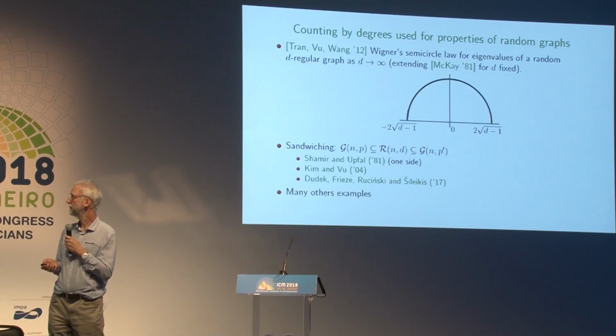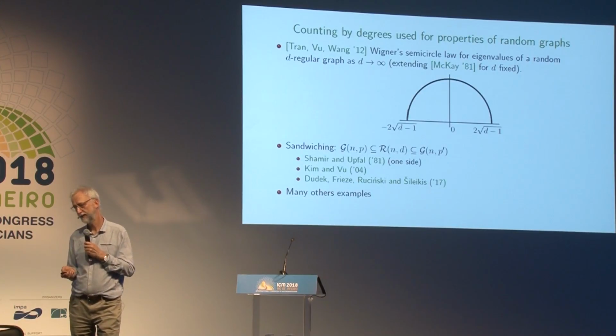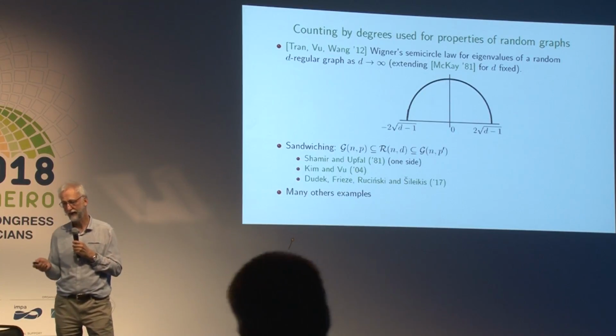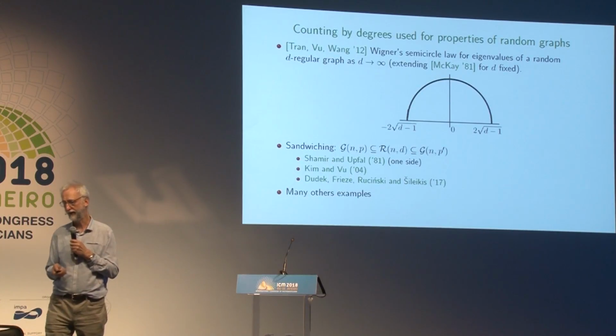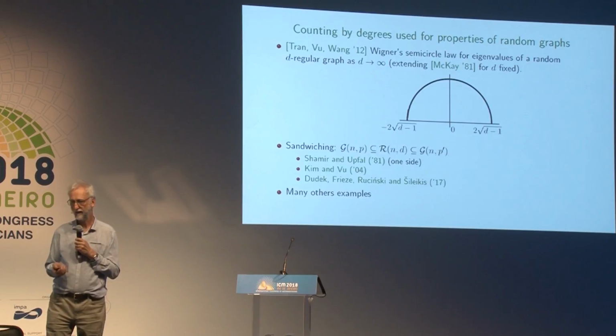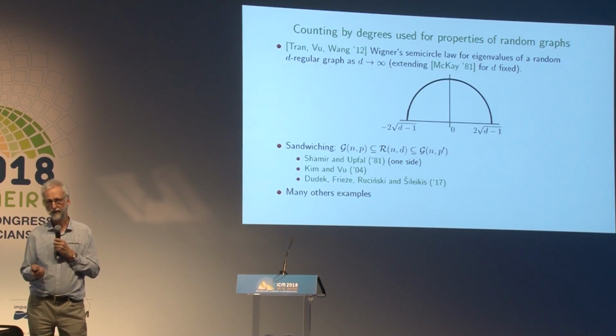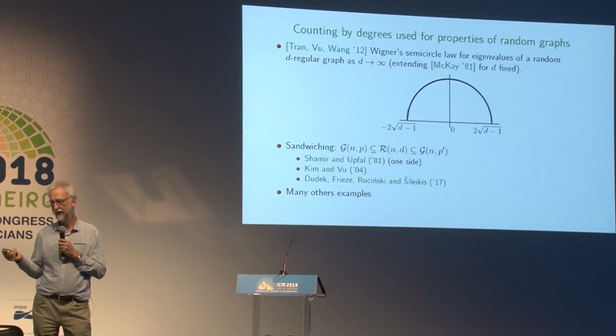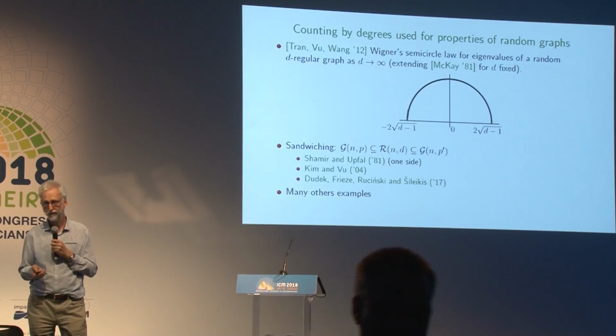There are many things about random graphs that have been proved using counting. Even if you restrict to counting by degrees, quite a few things have been proved. For instance, recently, Tran, Vu and Wang extended Wigner's semicircle law for the distribution of eigenvalues of a random d-regular graph as d goes to infinity, and this is extending a result of McKay for d fixed. And when you're proving things like this, you tend to need to use some enumeration results.